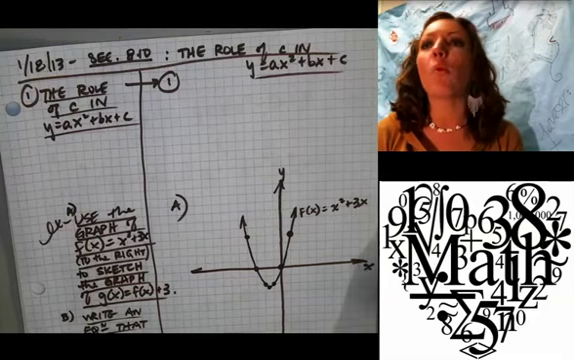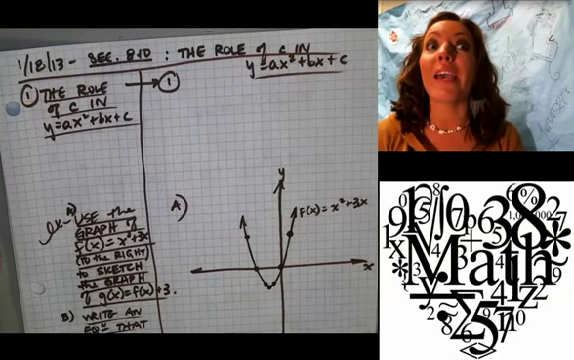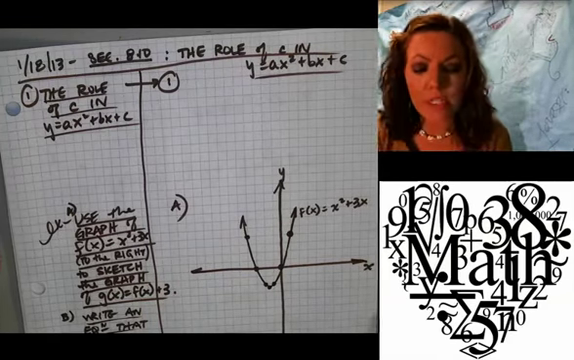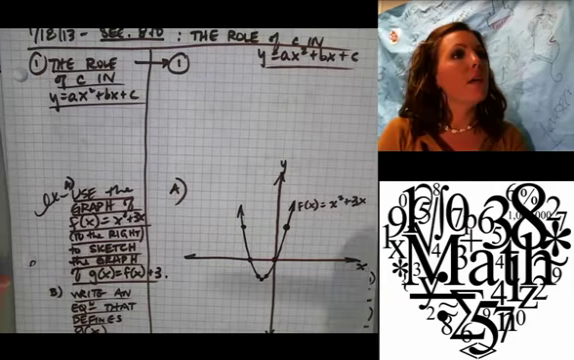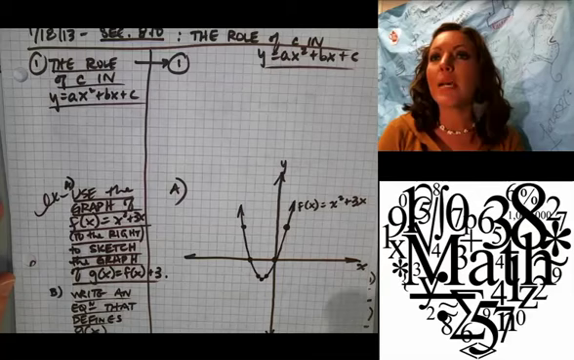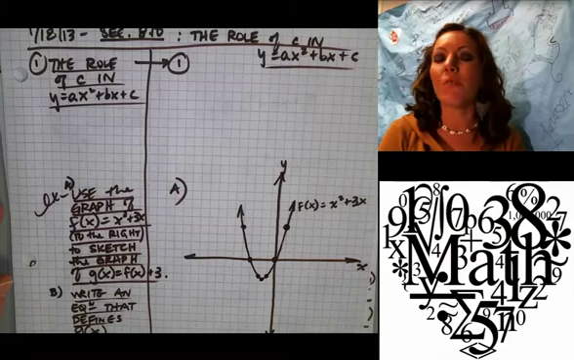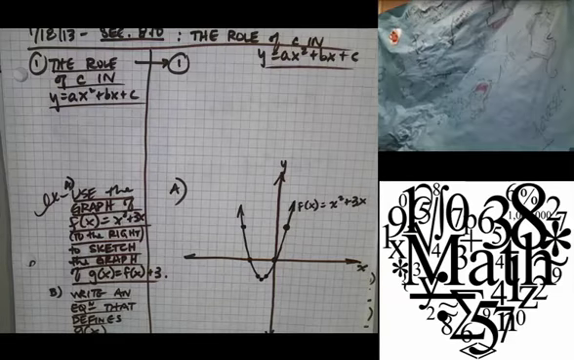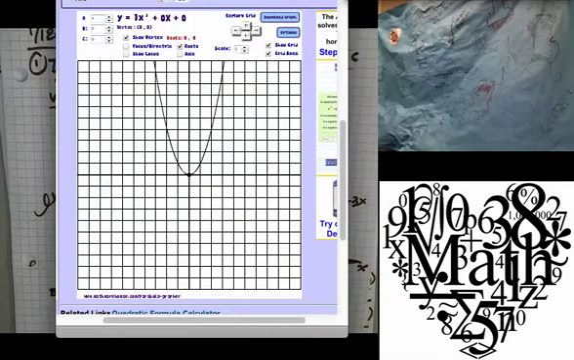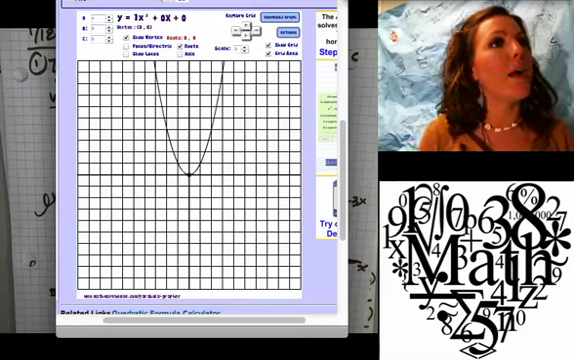Yesterday we talked about the role of A in y equals ax squared plus bx plus c. Just really quickly, remember we looked at a graph yesterday to figure that out. So can somebody give me a little descriptor of what A does? Remember we changed it, we had this graph. Let me pull this graph up. We had this graph and we changed it around. Kendra?